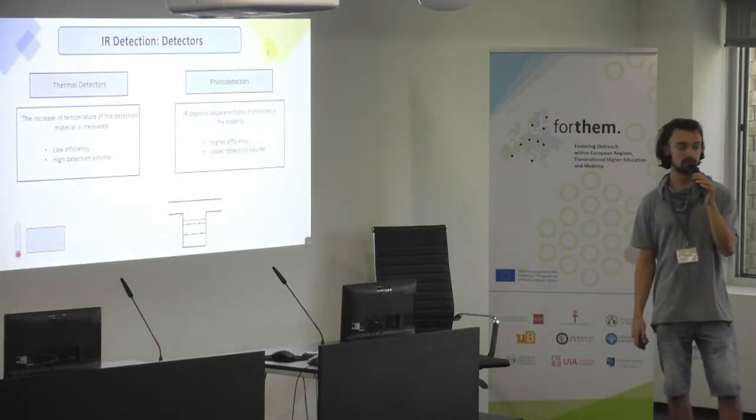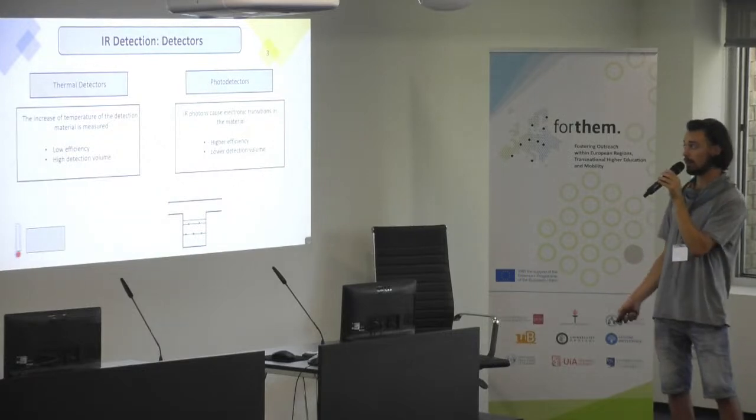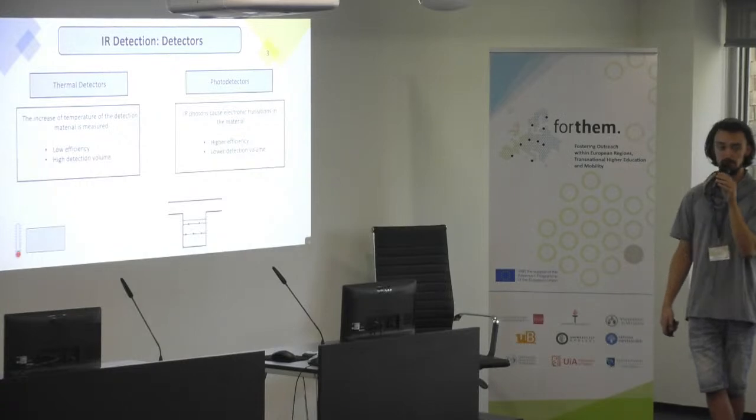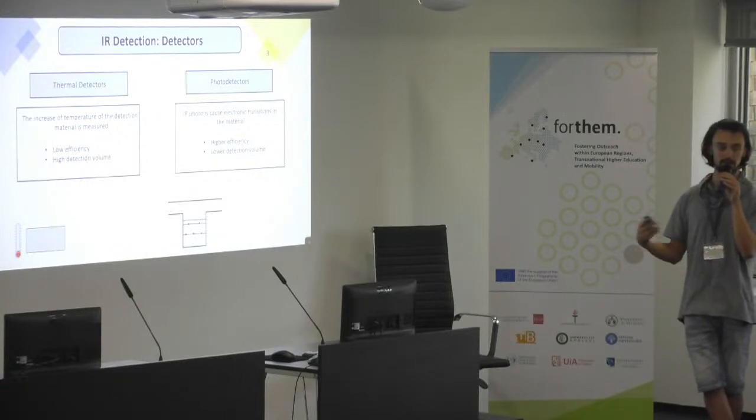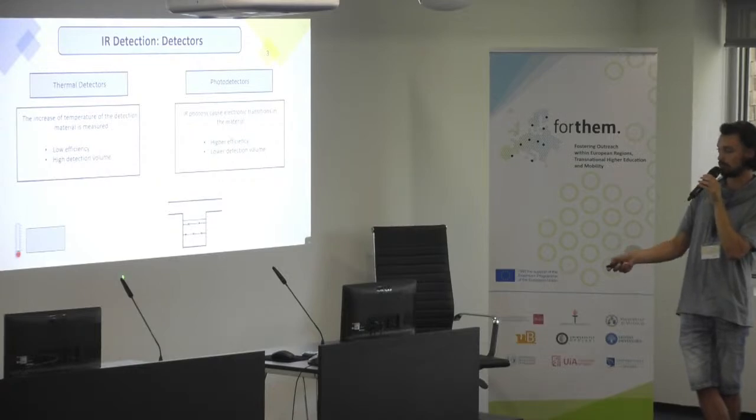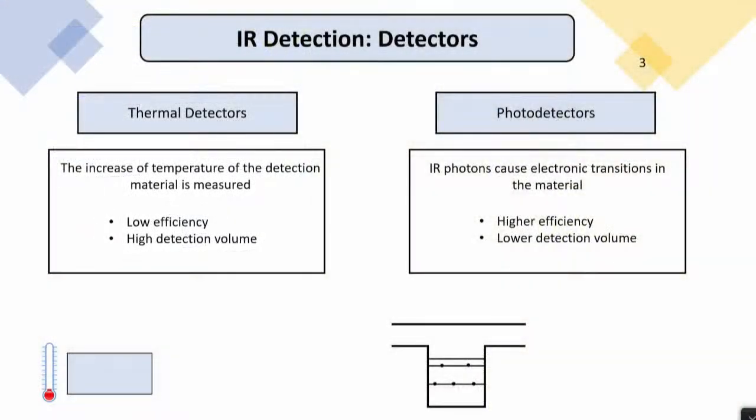So how do these detectors work? Mainly there are 2 kinds. One of them are the thermal detectors, which are cheaper, but they have low efficiency and they require a high detection volume. And they work like this. We have our detector, which would be this here, which initially is cold. But when we make infrared photons go inside our material, they will scatter, and all this energy will be transferred to the material, heating it.